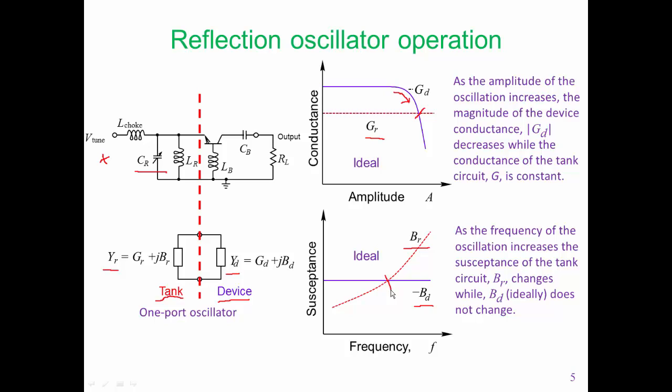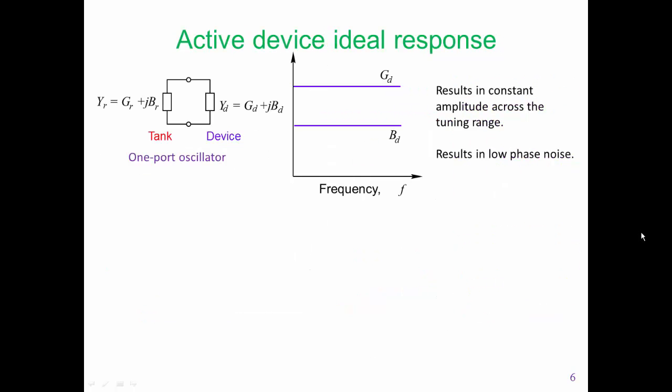As circuit designers, we're free to depart from these if we like, but the further that we depart from these ideal situations, the harder design will become. Let's look at the active device in a little bit more detail. So for our active device, we would ideally like GD to be independent of frequency, and we'd like BD to be independent of frequency. First of all, think about GD.